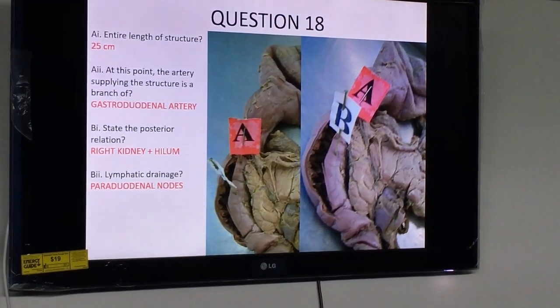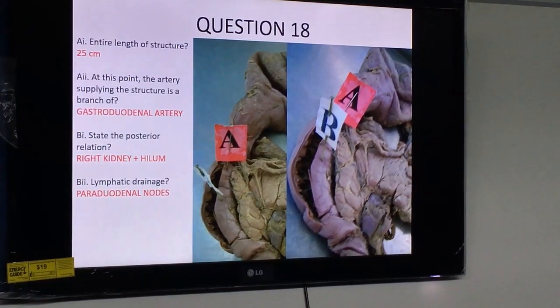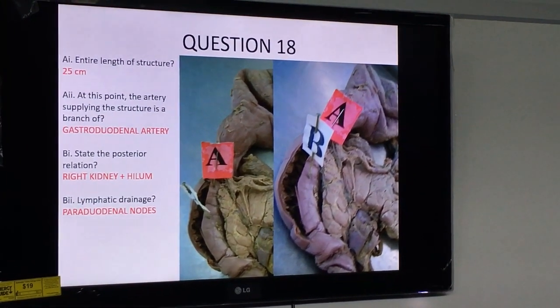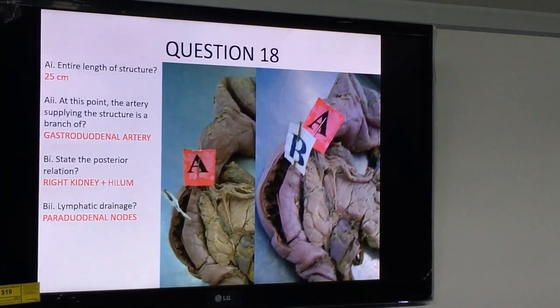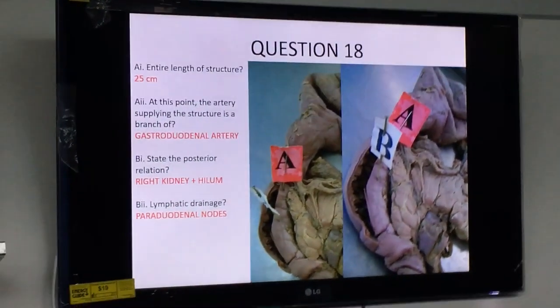Alright, so lymphatic drainage now. So see the answer there again, paraduodenal nodes, right? Good. My advice to you guys is go through these things, open your Netter Atlas and just look. But don't let these things come back and you can't answer them.